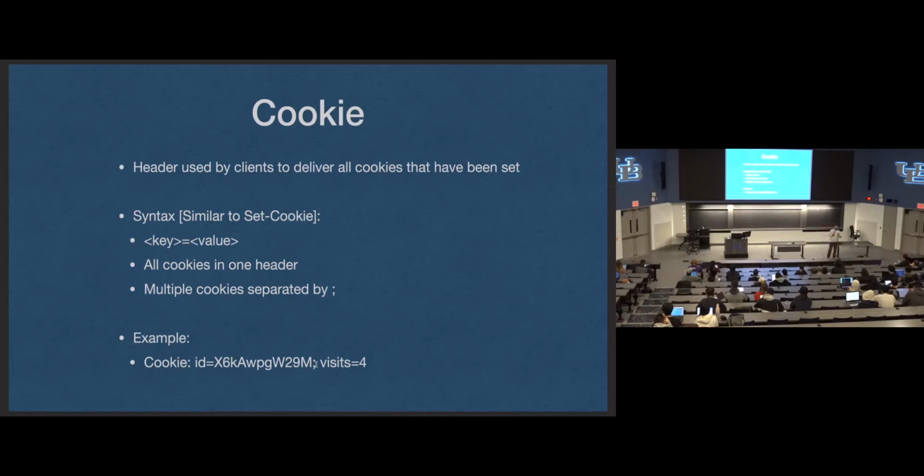This is when the browser is sending it to us. In this example, we would tell the browser to set a cookie named ID and a cookie named visits. And then when they send us requests, we would expect both of those cookies in one single cookie header. Whereas when we have to set the cookies, we have to use multiple headers, one for each cookie we want to set. But when we get the cookies back, it's all one header separated by semicolons.